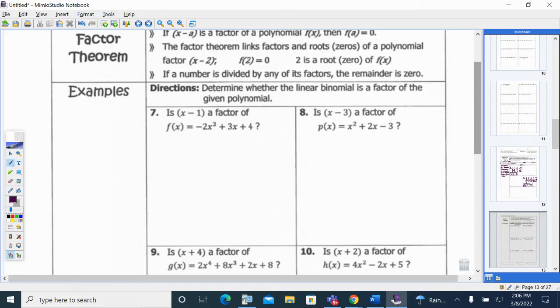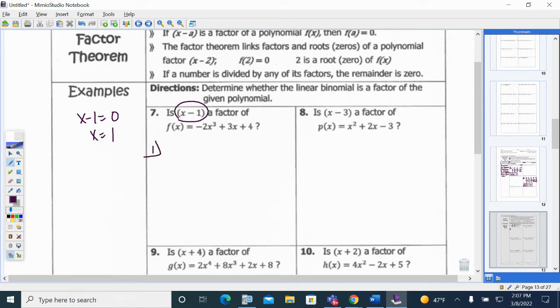So let's look at number 7. Number 7 says, is x minus 1 a factor of f of x equals negative 2x cubed plus 3x plus 4? So notice how this is given to you as a factor. So you're going to take the x minus 1, set it equal to 0, and make it say x equals. So I got the 1 in the little box.